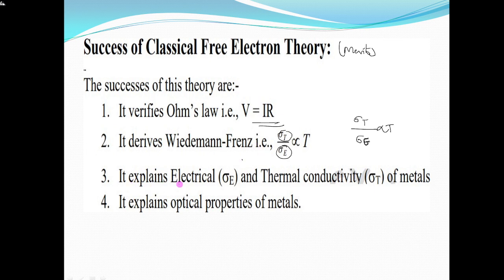Next, it can explain electrical and thermal conductivities of metals. Means it can explain only about metals. But what about semiconductors and insulators? It cannot explain. It can explain only about metals. Next, it explains optical properties of metals. So it can discuss only metals, that is electrical, thermal and optical properties. So these are the merits of classical free electron theory.